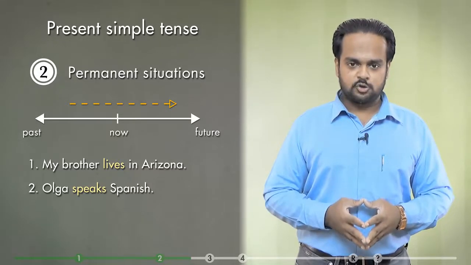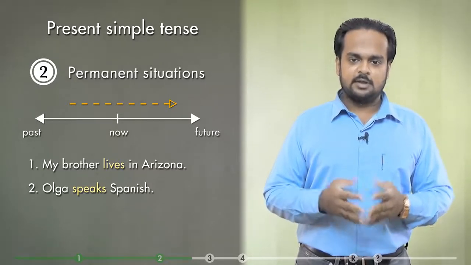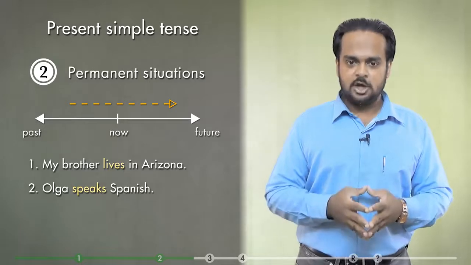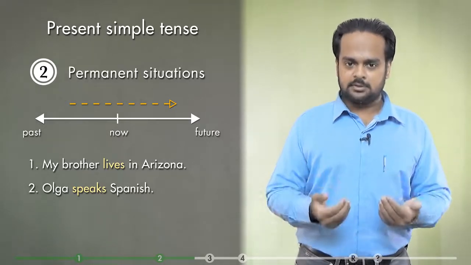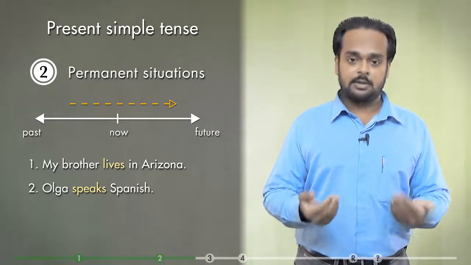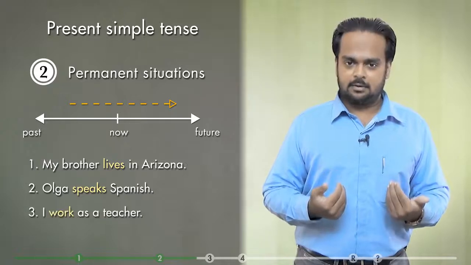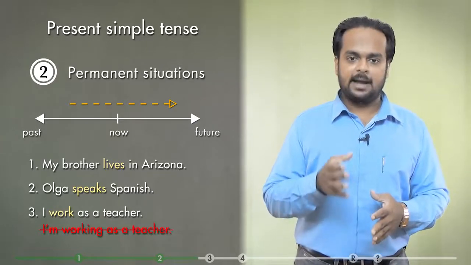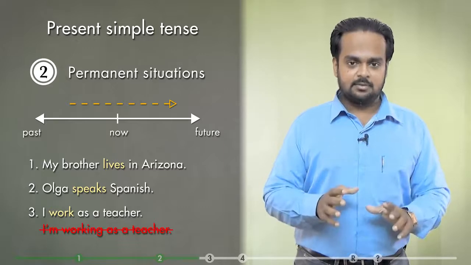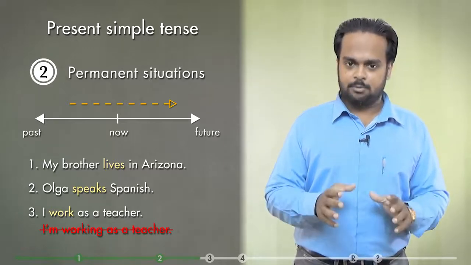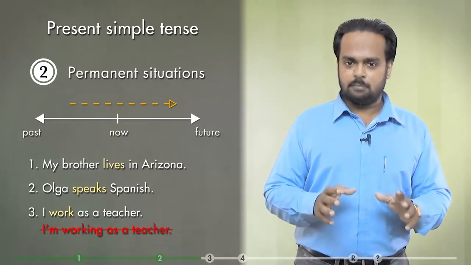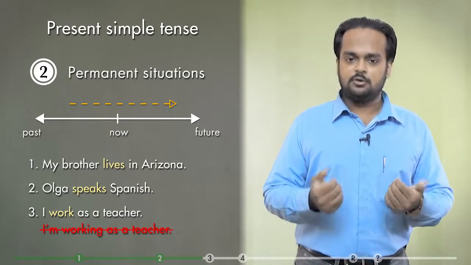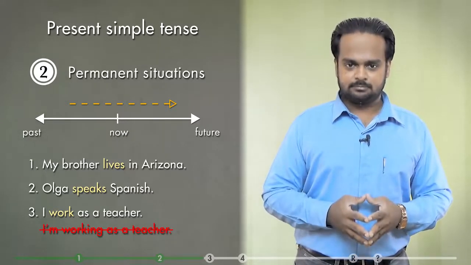Here's another example. "Olga speaks Spanish." Obviously, this is not going to change. Olga is not going to forget Spanish. So again, this is a permanent situation. And talking about myself, I can say, "I work as a teacher." It's wrong to say, "I'm working as a teacher." If I say that, then it means that my job is temporary, maybe just for a couple of months or so. But my job is a long-term job, so I use the present simple tense.